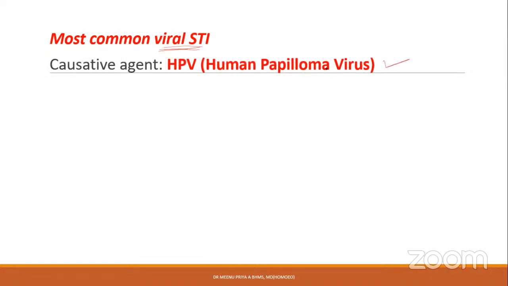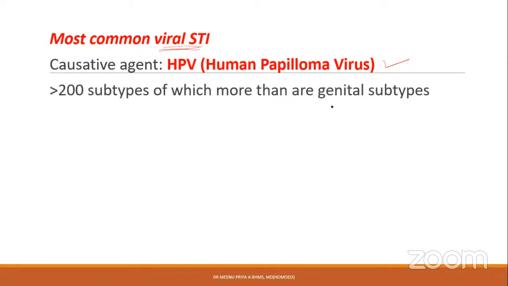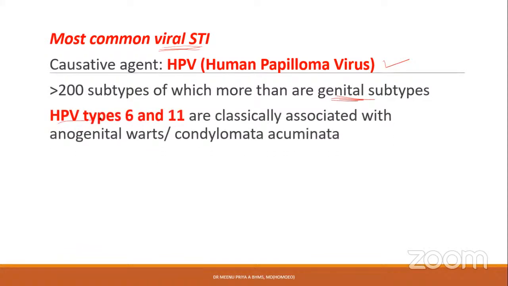We all know warts are usually caused by human papilloma virus, which has more than 200 subtypes, of which many are genital subtypes. HPV types 6 and 11 are classically associated with anogenital warts or condyloma acuminata. Condyloma acuminata means genital warts. So which is the HPV subtype for anogenital warts? It is 6 and 11.